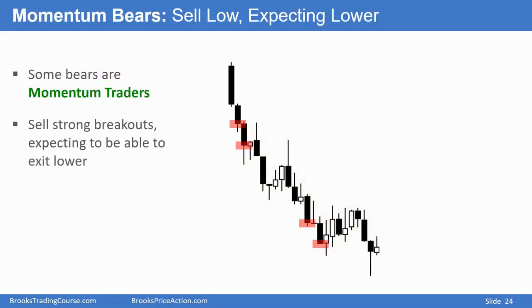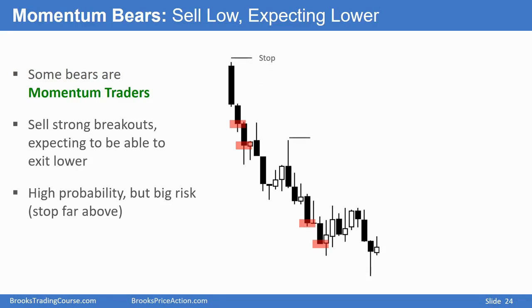Just like some bulls are momentum traders, some bears are momentum traders, and they are willing to sell all the way down, even when the market's extremely strong and the stop is far away. They believe that probability of making money is high. They know that their stop is far away, and they're willing to take the bad risk-reward trade because of the high probability of making money. So they're willing to sell at the low, expecting that any pullback will be brief and that the market will go lower and they'll be able to take a profit. So high probability, but big risk. Momentum traders, they'll sell at the low.